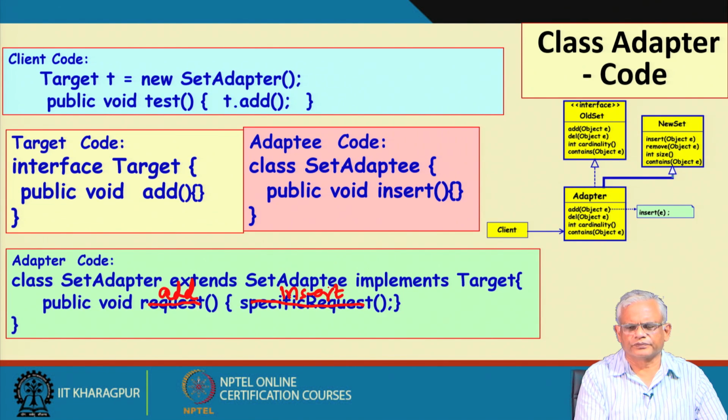Very simple, the class adapter and the object adapter. The class adapter implements the target and extends the adaptee, and internally whenever there is a call on the target interface, it just makes the call to the corresponding adaptee interface.